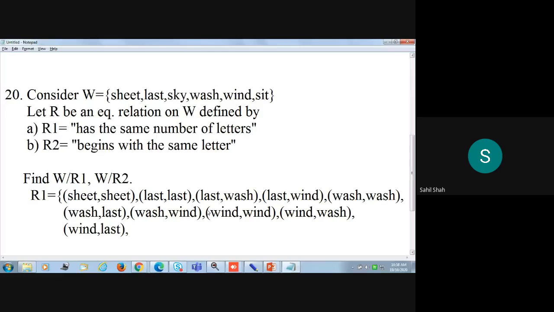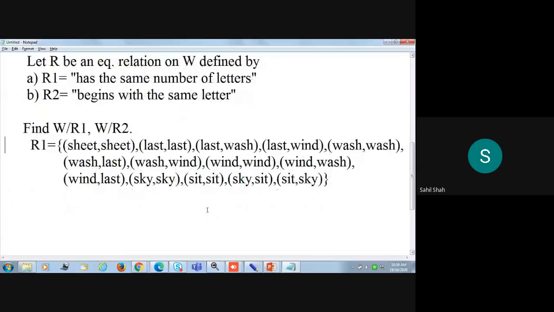Further, check for sky and sit. I am observing that both are sharing something. So you could first say sky comma sky, sit comma sit, then sky comma sit, then sit comma sky. Any other pairing? I think I have covered almost everything.